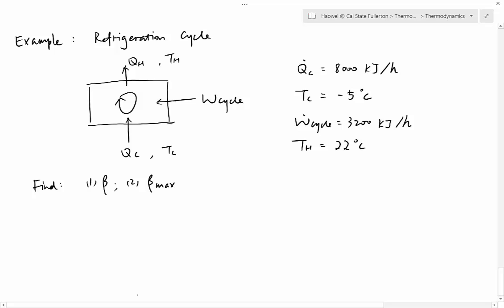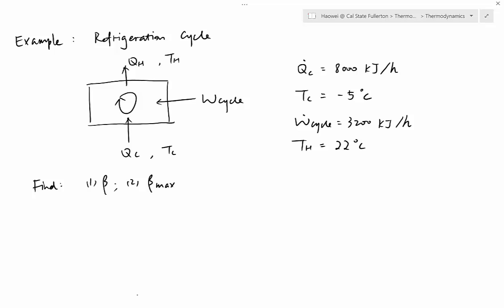Now let's do another example. Here we have a refrigeration cycle. What is given is Q dot C is 8,000 kilojoule per hour. Tc is -5 Celsius. W dot cycle is 3,200 kilojoule per hour. And Th is 22 Celsius. That means you want to keep your refrigerator at -5 Celsius while the ambient temperature is at 22 Celsius.